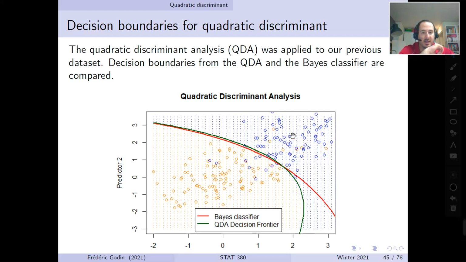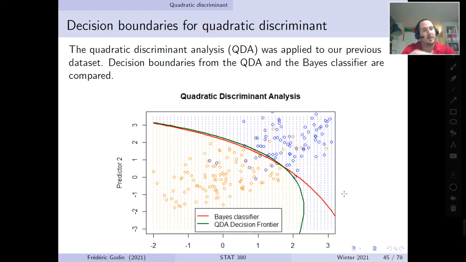So on this side of the green curve, we would classify as blue. On that side of the green curve, we would classify as orange. Okay. But now there's one question that emerges here: why aren't the red and green curves overlapping? Because if we go back to the way this fictitious data was generated, the data was generated exactly according to the assumptions of the quadratic discriminant analysis.